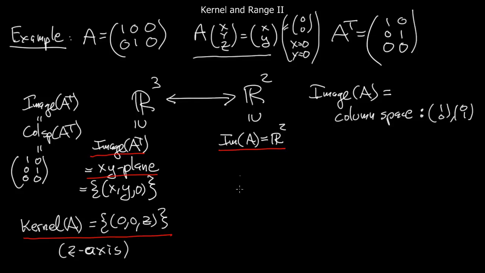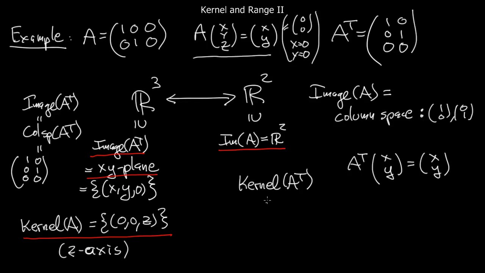Okay, and over here, what's the kernel of A transpose? Well, let's see. A transpose takes (x, y) to (x, y, 0). I forgot a 0 there, sorry. And the kernel is nothing. The kernel of A transpose is just the 0 vector. So there are your four subspaces: the two images and the two kernels.